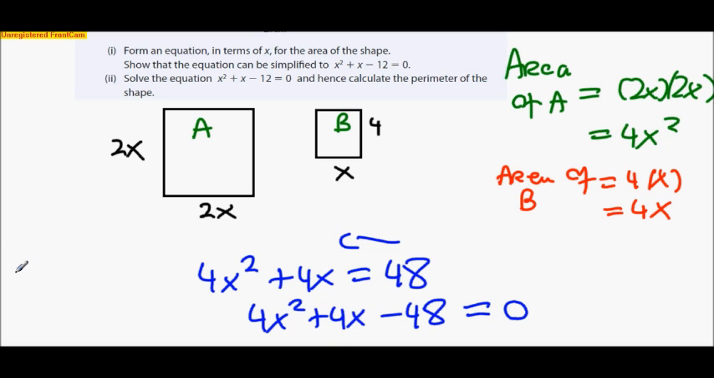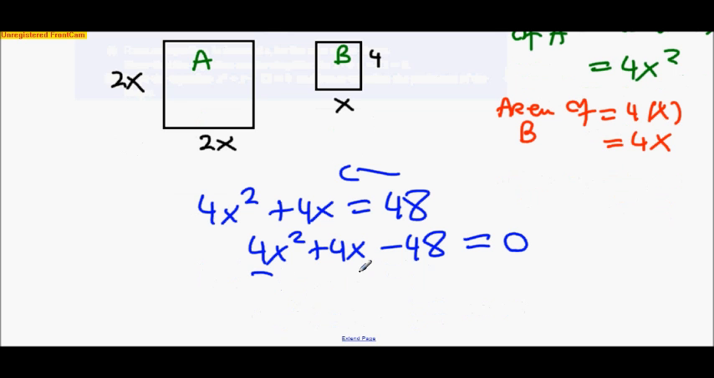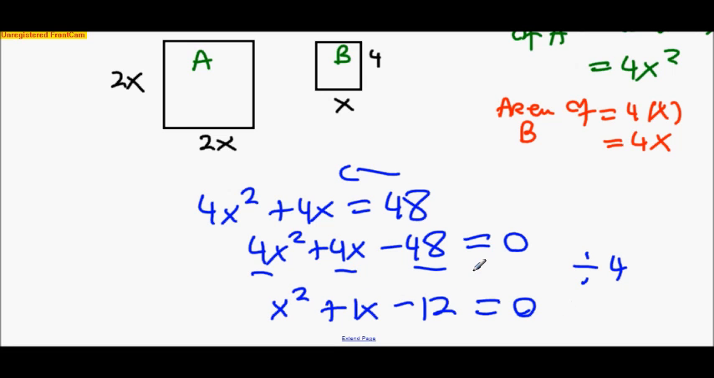Now, you notice that all the numbers can be divided by 4. We can divide 4 on both sides, because 0 divided by 4 is still 0. So we're going to divide by 4, and what we get is x squared plus 1x minus 12. The reference number for this question is minus 12, because it's 1 by minus 12.